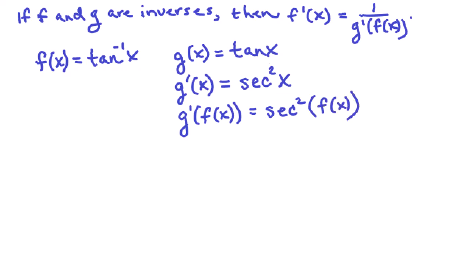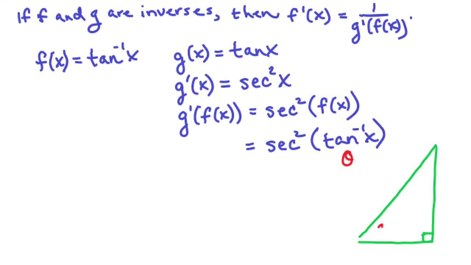But we're given that f of x is the inverse tangent of x. So this becomes secant squared of the inverse tangent of x. Now we recall from trigonometry that inverse trig functions are angles, so I'm going to label this as angle theta. And then we can represent theta in a right triangle. So in the right triangle, I'm going to label one of the acute angles as theta. And we have theta is equal to the inverse tangent of x.